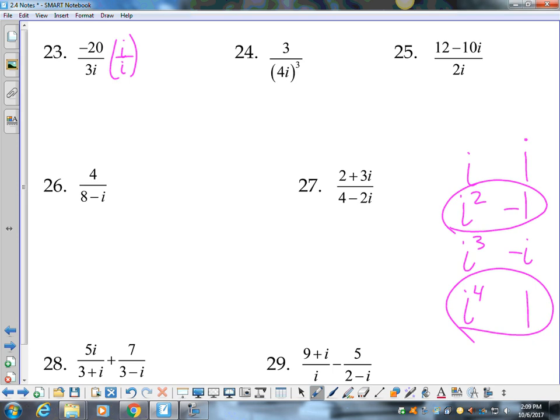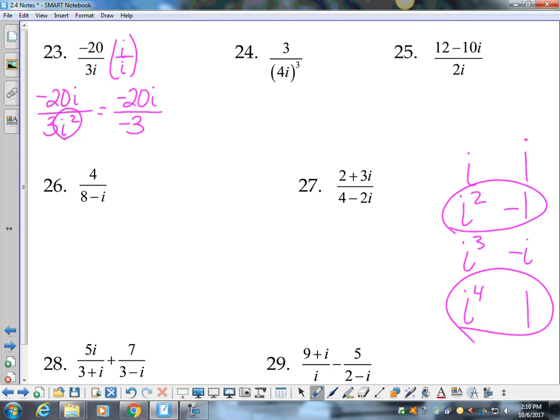And multiplying by i over i is the same thing as multiplying by 1, so that's what makes it legal. So on the top, I'm going to have a negative 20i, and on the bottom, I'm going to have a 3i squared. Remember, the whole reason you did this is so that you don't have i's in the denominator. Well, i squared is a negative 1. So that now makes this a negative 3. And I still have a negative 20i on the top.